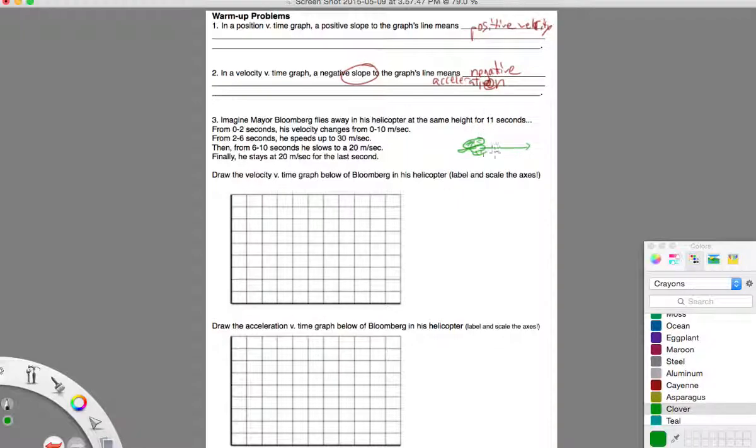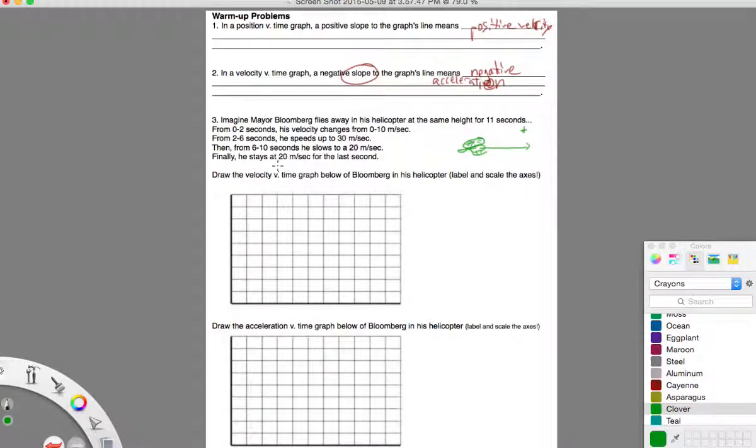So he's not going up or down. His only position changing is this way, and let's say it's in a positive direction. From 0 to 2 seconds, his velocity changes this way. From 2 to 6 seconds, it changes this way. And it just describes the rest. So we need to draw a velocity versus time graph below for Bloomberg in his helicopter, label and scale the axes. So how do we do this?